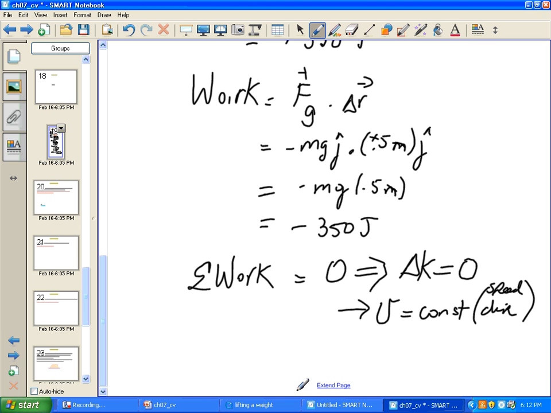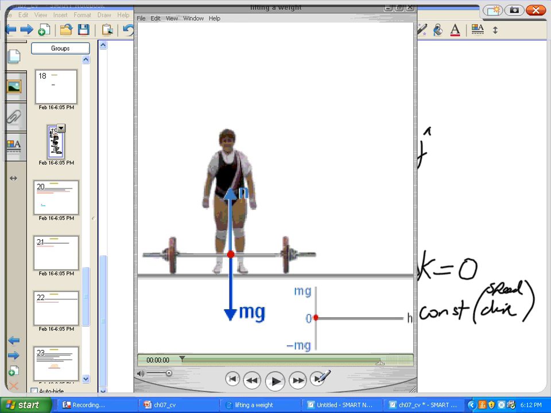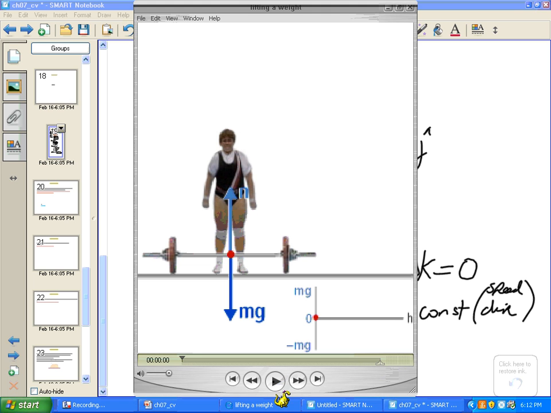Okay, let's go ahead and view the animation that corresponds to this problem. It's called lifting a weight. Let's see if we can make this work.